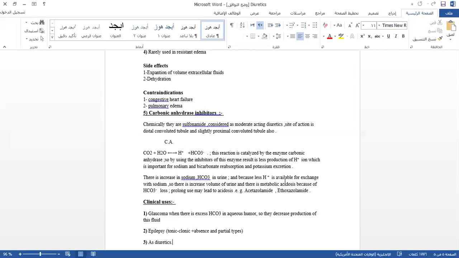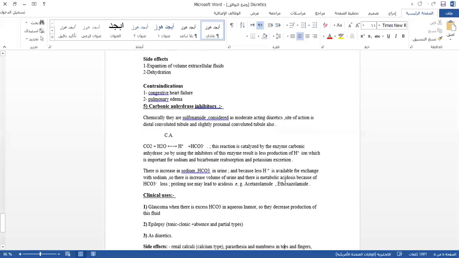The fifth group of diuretics is considered moderate efficacy diuretics, with site of action on the distal convoluted tubule and the proximal convoluted tubule. Through inhibition of the carbonic anhydrase enzyme, it decreases availability of hydrogen ion, which is important for reabsorption of sodium bicarbonate, leading to loss of them in urine and increased excretion of sodium with bicarbonate, leading to metabolic acidosis. Acetazolamide and ethoxzolamide, carbonic anhydrase inhibitors, are indicated for treatment as moderate efficacy diuretics, number 1.